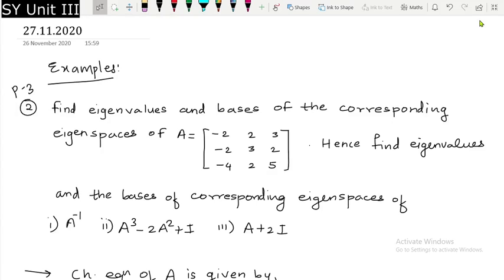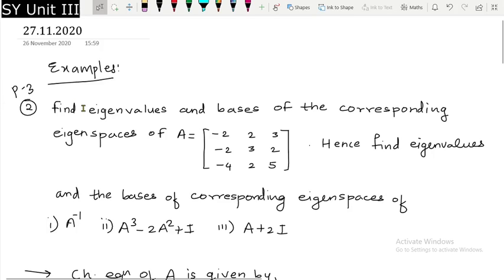So hello my dear students, today we will see some more examples on eigenvalues and eigenvectors. The question is from practical number 3, second example. Yesterday we saw the first example from practical number 3 and we saw two sub-questions from that. So it is your homework to solve the rest of the questions.